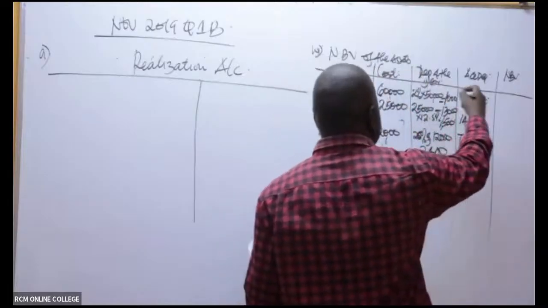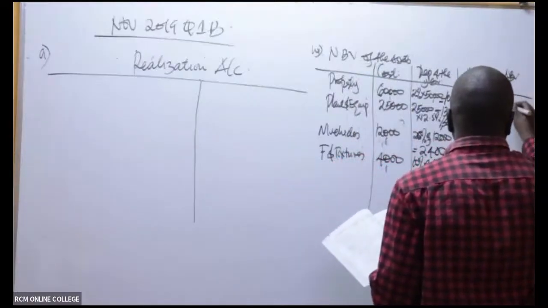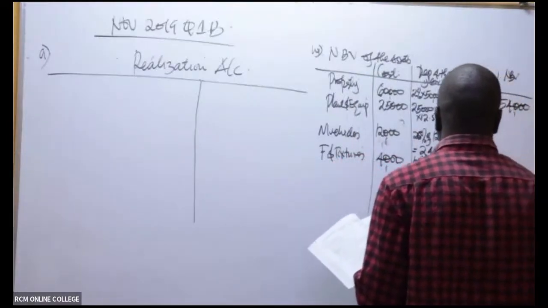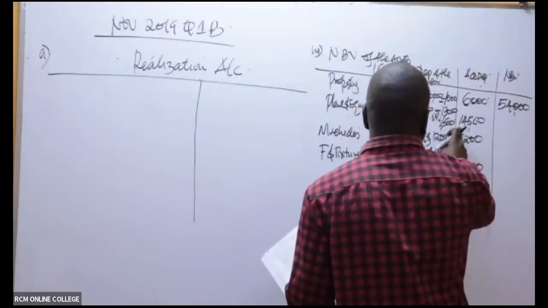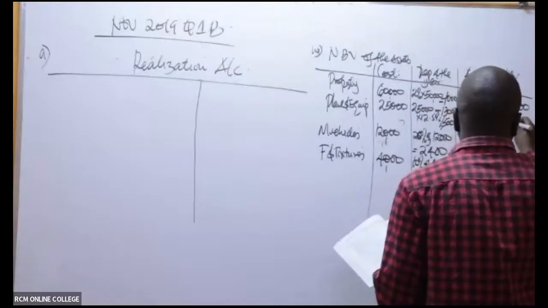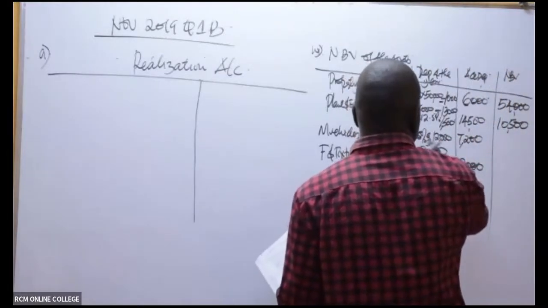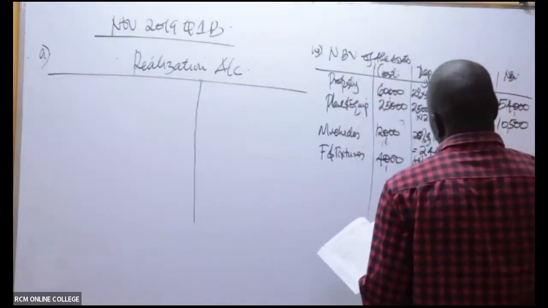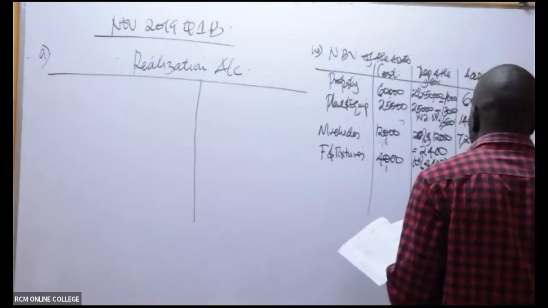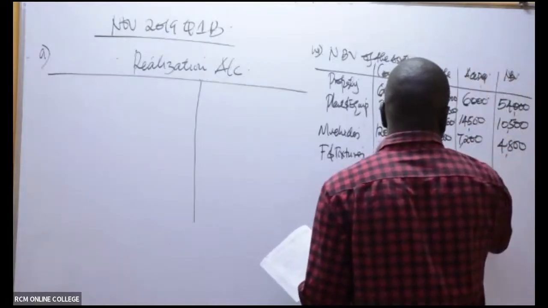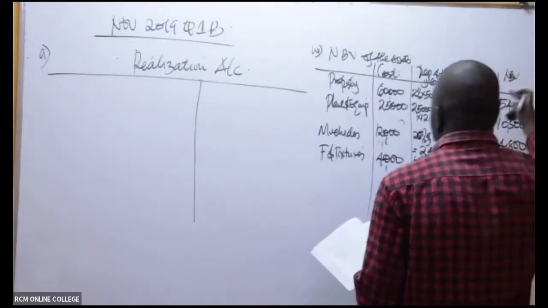It means that for us to get the net book value, we simply take the cost and minus the accumulated depreciation. For this one, it will likely be 54 million. And for this one, it will be 25 minus 14.5, which is 10.5 million. This one is 12 million minus 7.2 million. You should be able to get 4.8. Then 4 million minus 2 million, you should get 2 million.